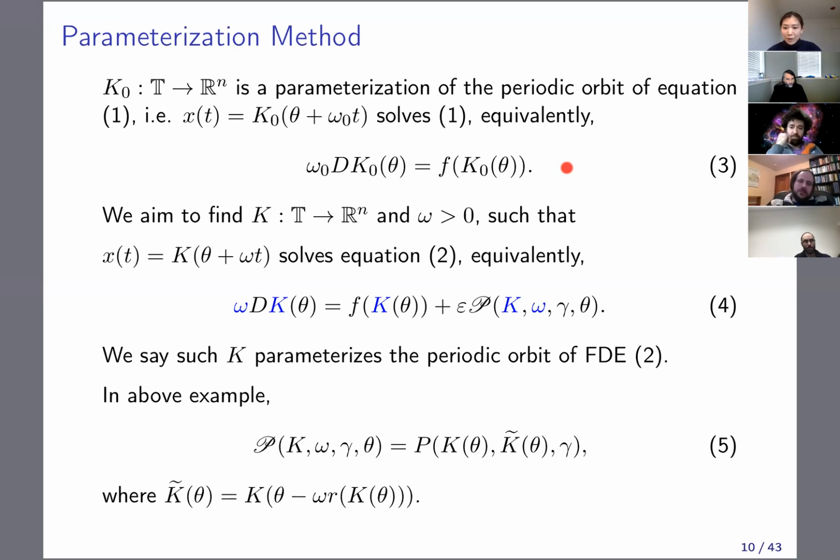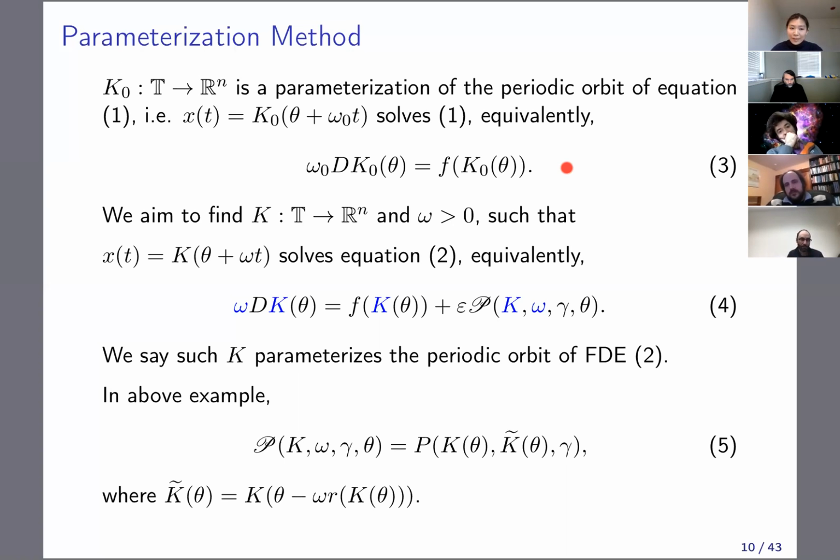And this is equivalent to saying that the frequency omega 0 and k0 satisfy this functional equation 3, which people usually call the invariance equation. And I want to emphasize here that the parameterization is not going to be unique, because if k0 is a solution to this functional equation 3, then we can consider a shifted phase. Basically, we can define a function k1 such that k1 of theta equals k0 of theta plus theta 1. It will still solve equation 3, but this is the only source of non-uniqueness.